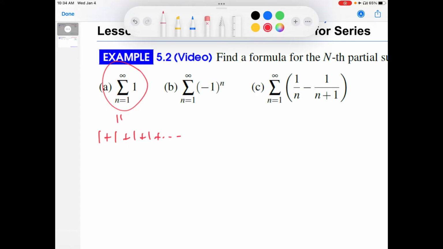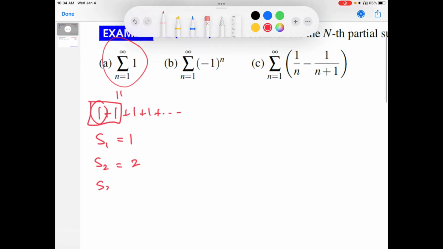Well, the way you do this is usually thinking back to sequences, right? Because we can think about the nth partial sums as a sequence. The first partial sum would be just the, quote, sum of the first term, right? It's just the first term. The second partial sum is the sum of the first two terms, right? So that's 2. The third partial sum is the sum of the first 3 terms, so that's 3. And so on. The fourth partial sum, the sum of the first 4 terms, that's 4.